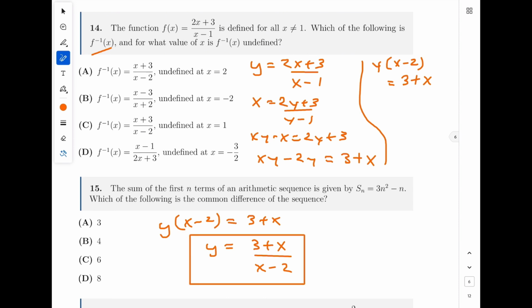Checking my answer choices, yes, these are the ones that seem to be correct, but then we have an additional thing, which is undefined at x equal to 1. Well, the original function is undefined at x equal to 1, but our inverse is not related to what our original function was not defined at. Our inverse is defined at x equal to 1 and is not defined at x equal to 2, so option A is the correct one.